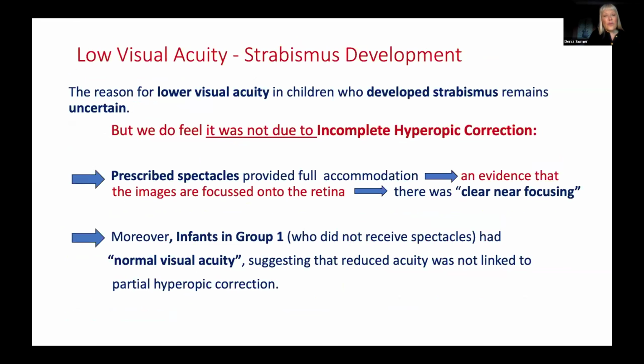The reason for lower visual acuity in children who develop strabismus remains uncertain, but we do feel it was not due to incomplete hyperopic correction. Prescribed spectacles provided full accommodation and evidence that the images are focused onto the retina, so there was clear near focusing. Moreover, infants in group 1 who did not ever receive spectacles had normal visual acuity.